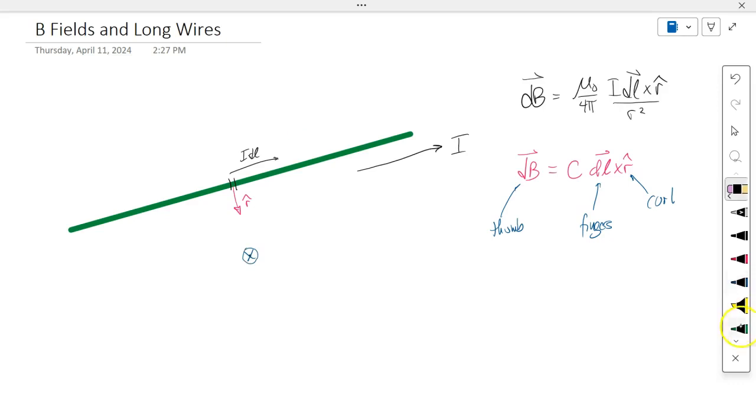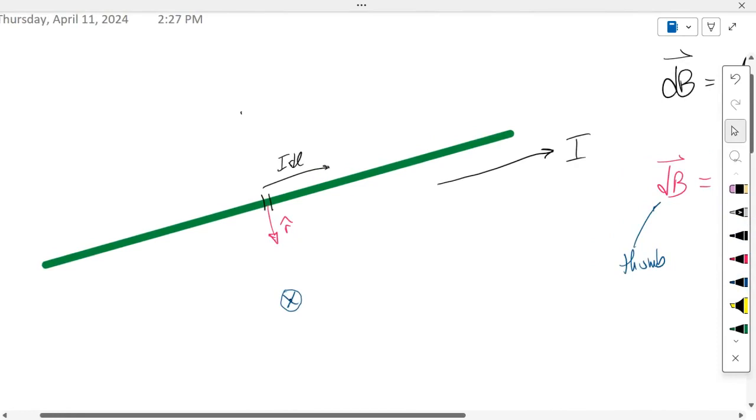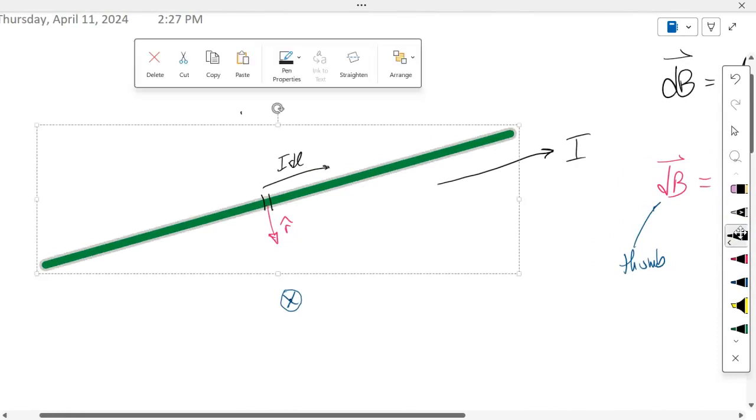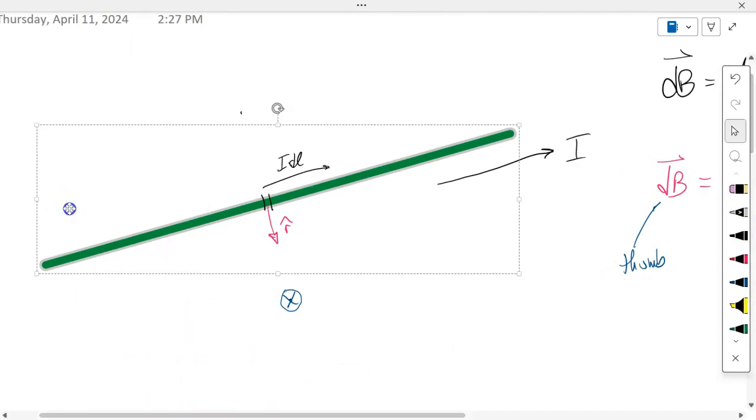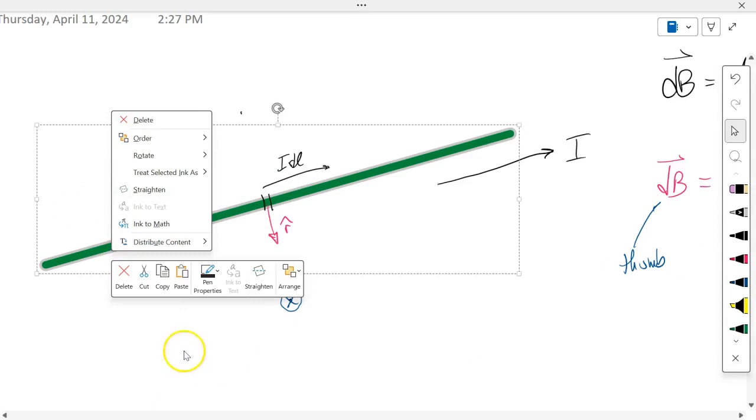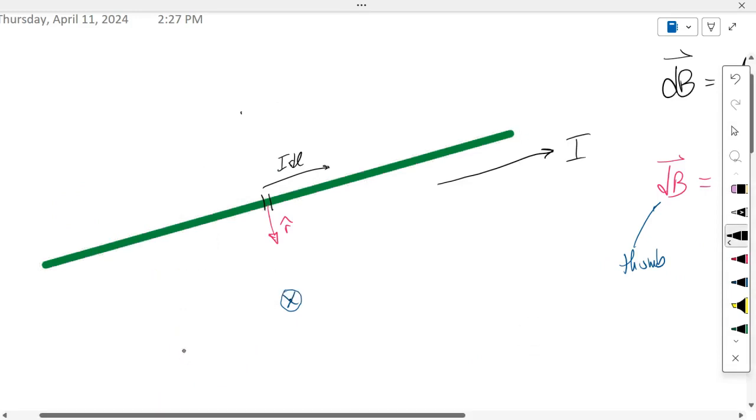At a place up here, the only difference would be the direction that I curl my fingers toward. So I would curl my fingers this way, and my thumb will end up pointing out of the page, and we get a field that looks like that.